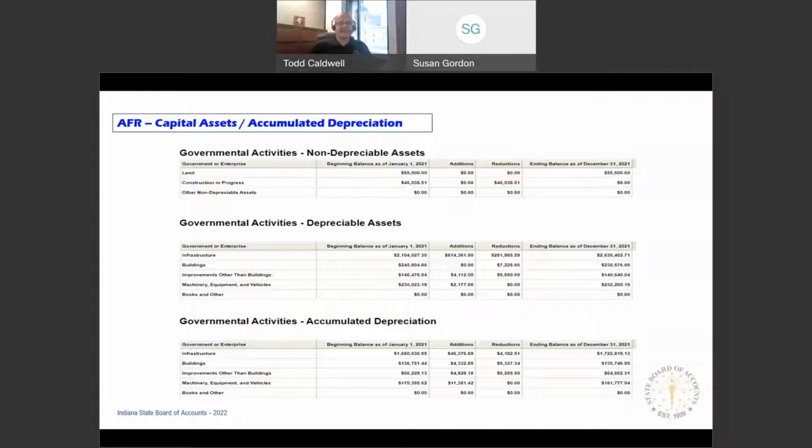Moving down to the next section, these are assets that do depreciate. You've got infrastructure, beginning balance of $2,104,000, your buildings, your improvements other than buildings, your machinery and equipment, and again, books and other. We have that on there because libraries capitalize their books, and we don't want to have an annual report just for libraries and one for just cities and towns. So it's on there. Most of you will not have any books, so don't get freaked out if you see that and you think you have to put something in there.